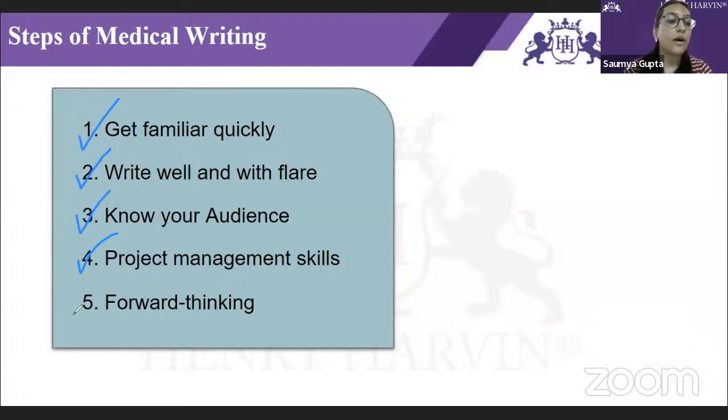And forward thinking, you always have to think a step ahead. Suppose you're writing about any topic, you should have the knowledge of what the future is, how this field can move one step forward. So you should have that forward thinking also.